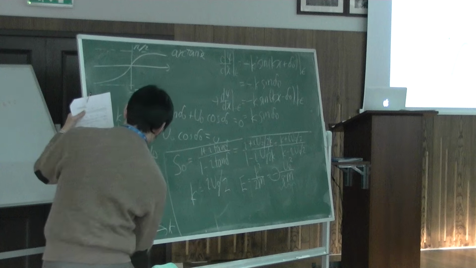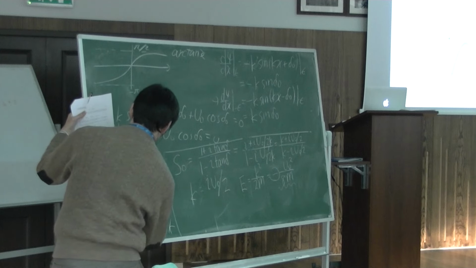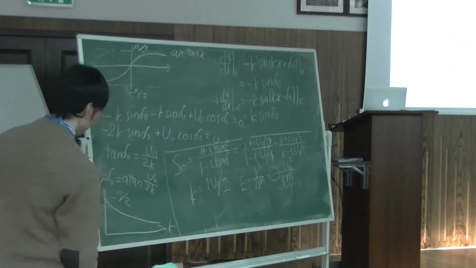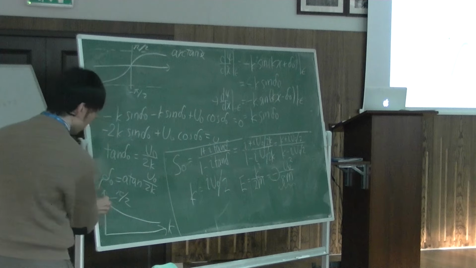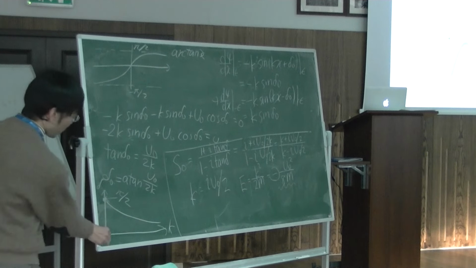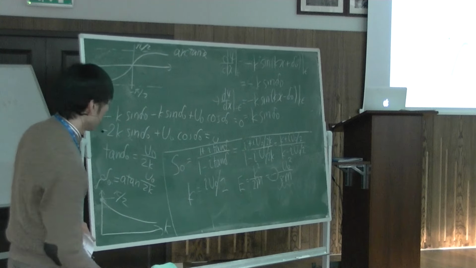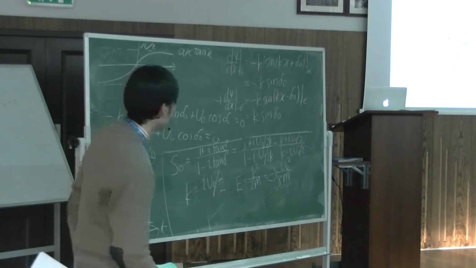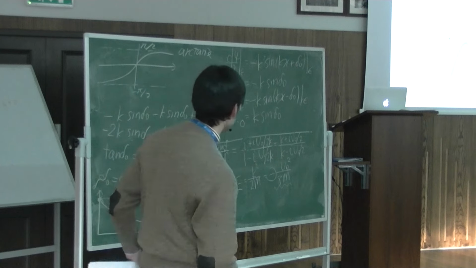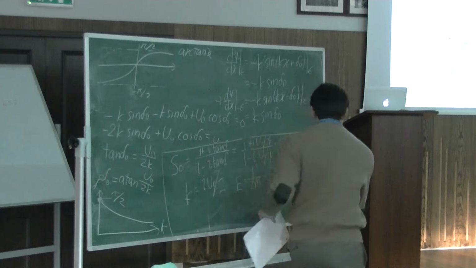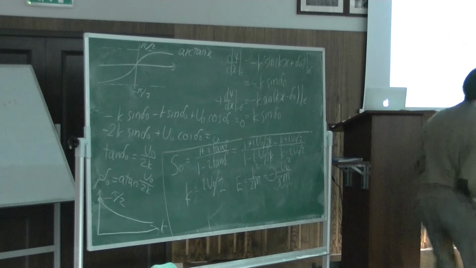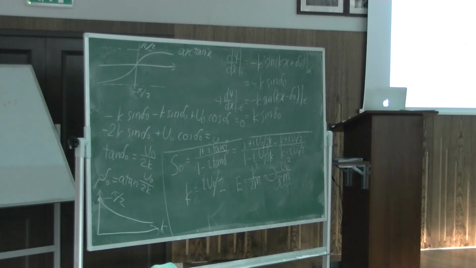Something like this. And here is pi divided by 2. And this finite position at momentum k equals 0 means the existence of the bound state. Okay. So this is the answer. But anyway, do you have any quick question?